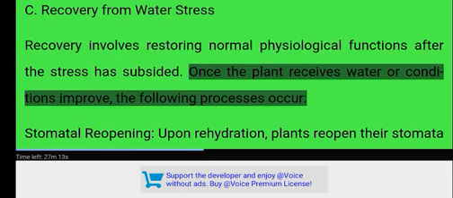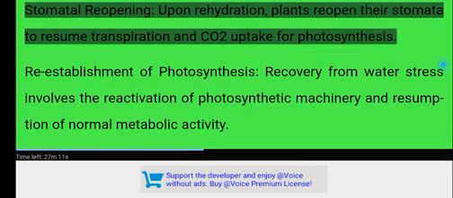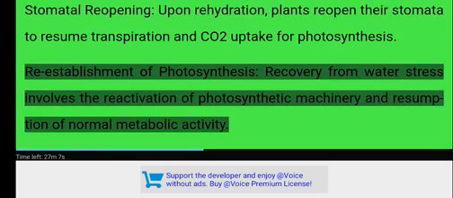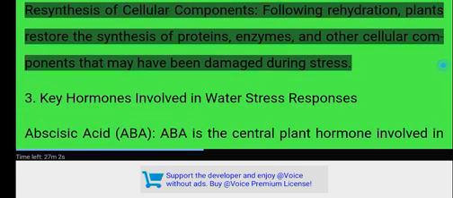Once the plant receives water, conditions improve. The following processes occur. Stomatal reopening: upon rehydration, plants reopen their stomata to resume transpiration and CO2 uptake for photosynthesis. Reestablishment of photosynthesis: recovery from water stress involves the reactivation of photosynthetic machinery and resumption of normal metabolic activity. Resynthesis of cellular components: following rehydration, plants restore the synthesis of proteins, enzymes, and other cellular components that may have been damaged during stress.